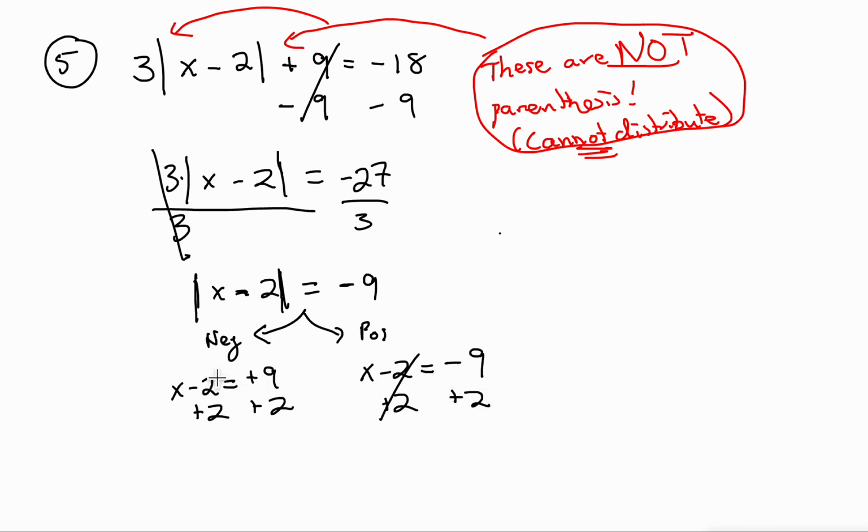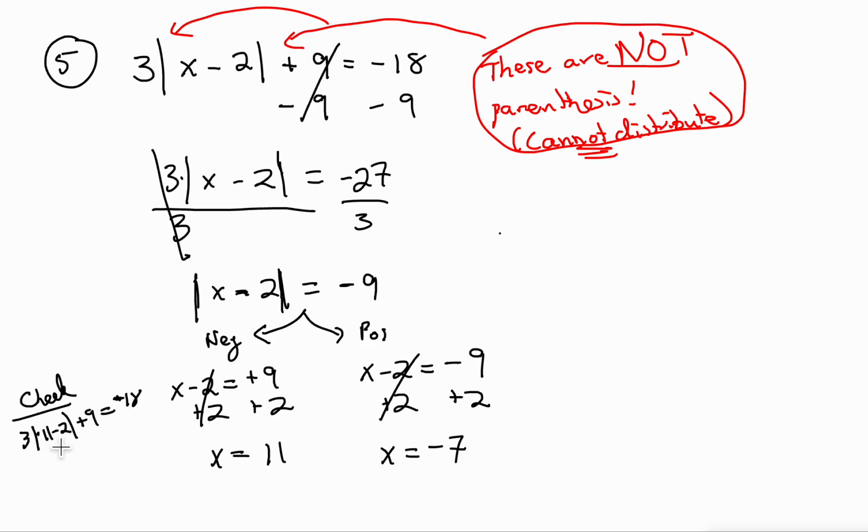And this happens in our upper level mathematics. So what we have to do is check our answers. Remember when we would always make sure we substitute back in and double check that it works? Well, that's what we're going to have to do now. So let's take 11 and substitute it back in here. Here's our check. So 3 times the absolute value of 11 minus 2, plus 9. That should equal negative 18.